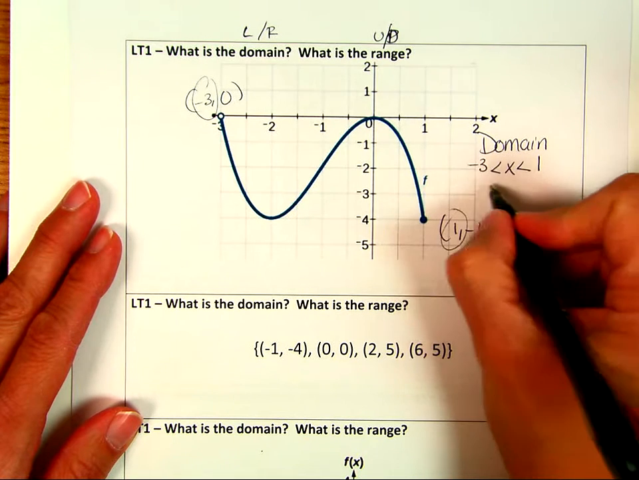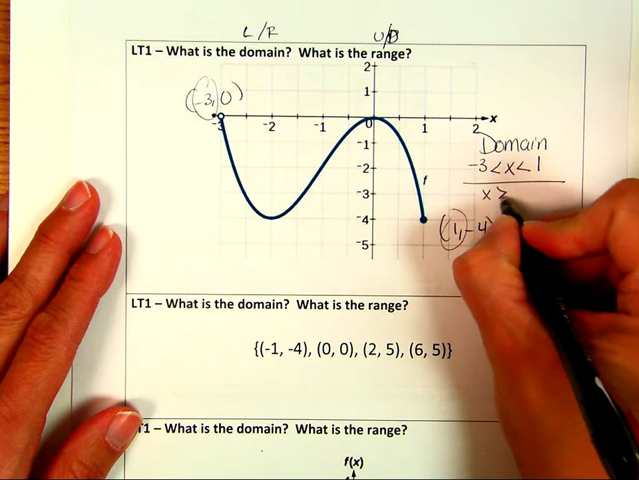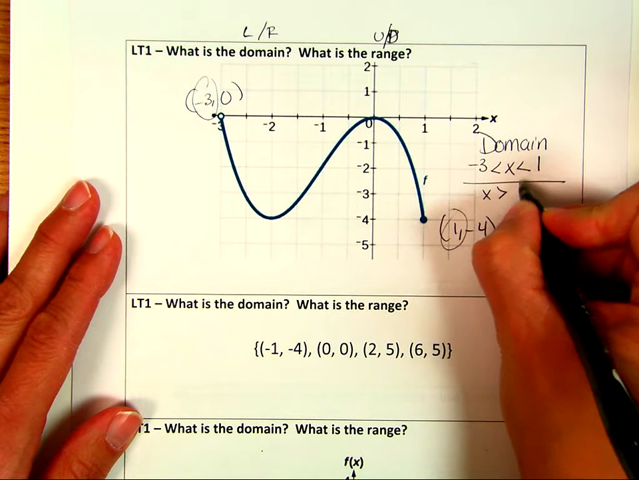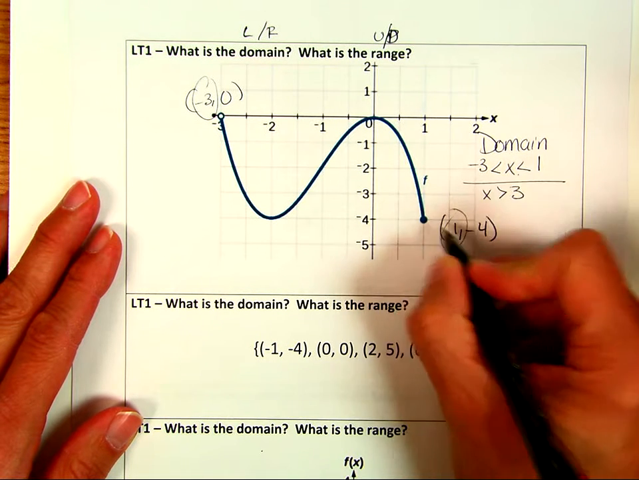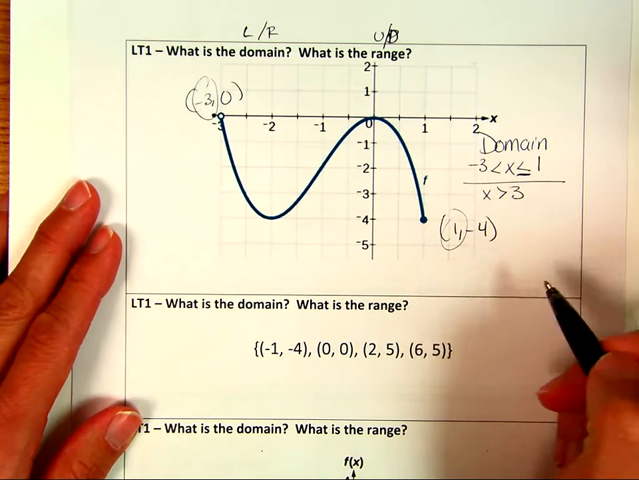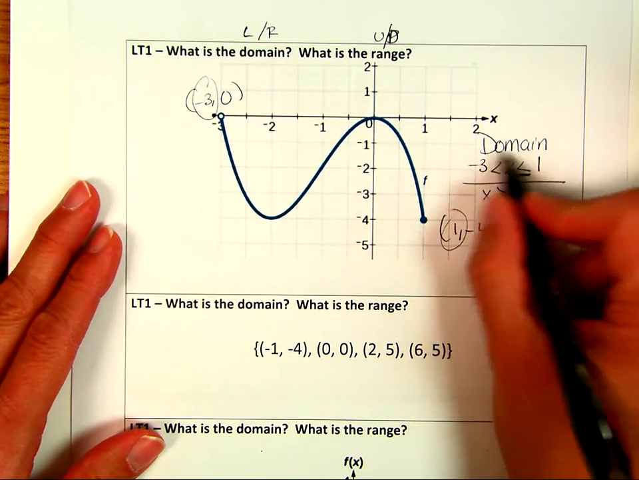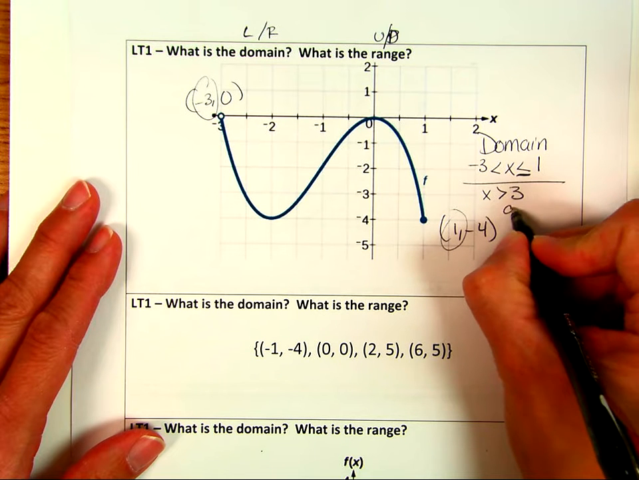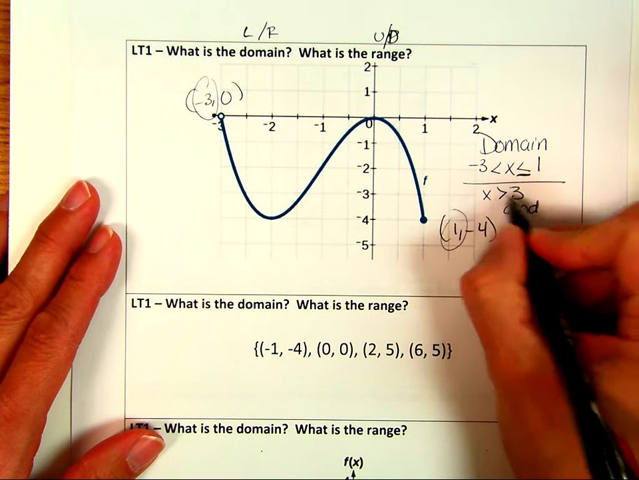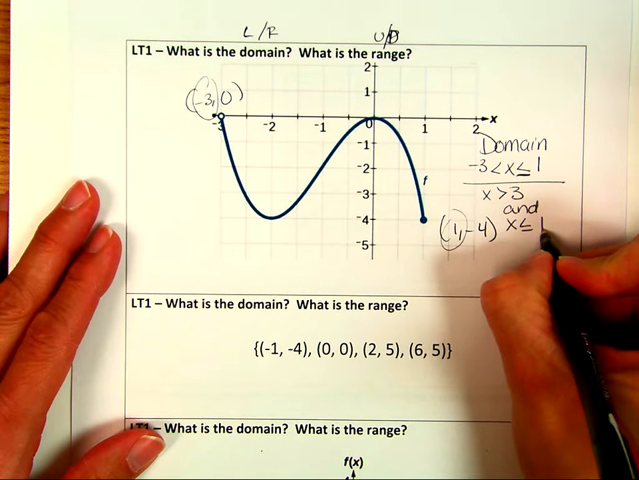Another way to write it would be x is greater than -3. Let me go back here because this is a closed circle, so I need to put a line there. Open circle, I don't need to put a line there because that doesn't include that -3. So you could split this up into two inequalities, and you could say, and, because both of them have to be true, x is less than or equal to 1.